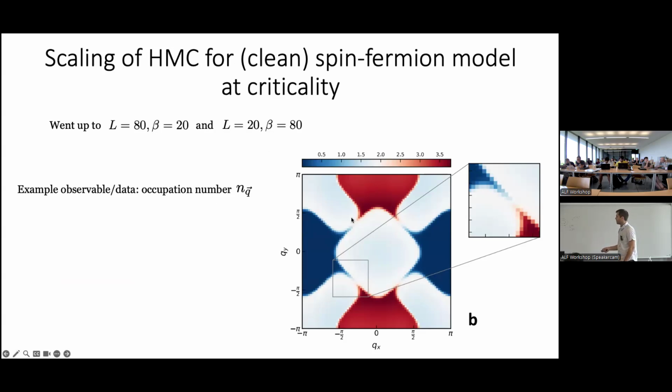So here, for example, for this 80 by 80 system, you can see we can compute some fermionic observable, like occupation number, and it's pretty good. We can zoom in and get very fine features in momentum space of what's called, for example, hotspot physics.